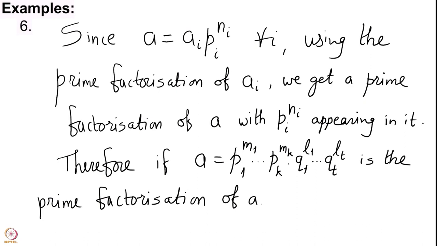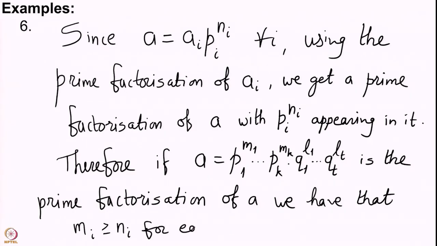But because we have that this pi power ni appears in some factorization of a, and further we also know by the fundamental theorem of arithmetic that the factorization is unique, it will tell you that pi power ni should occur. So, we have that mi is bigger than or equal to ni. You may have p1 appearing with some more powers in the factorization of a, but what we do know is that p1 should appear with the multiplicity n1 or more. So, for each i from 1 to k, the prime pi comes with multiplicity at least ni or perhaps more.